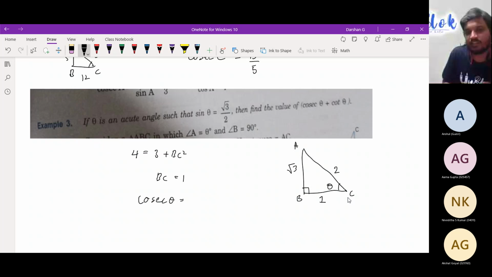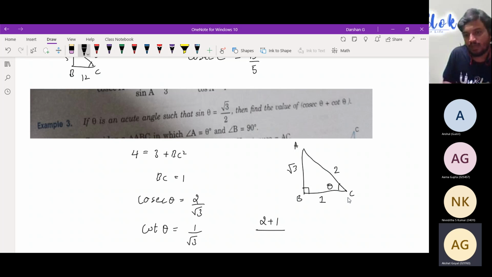Cosecant theta is nothing but just the reciprocal of the sine, so it is 2/√3. The cot is nothing but 1/tan, so cot theta is adjacent over opposite, that is 1/√3. So I have to add both: 2 plus 1 over √3, which is 3/√3.